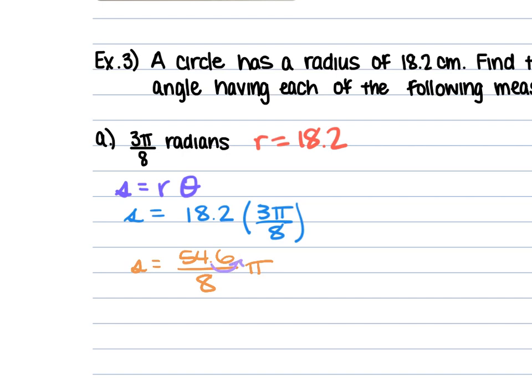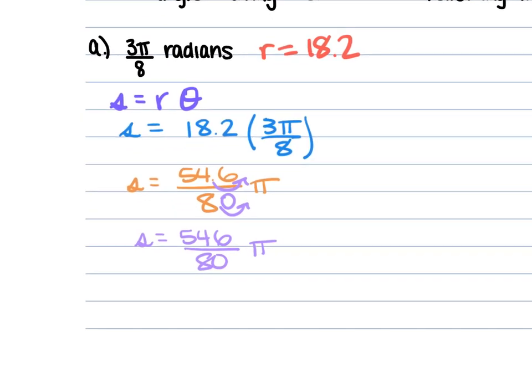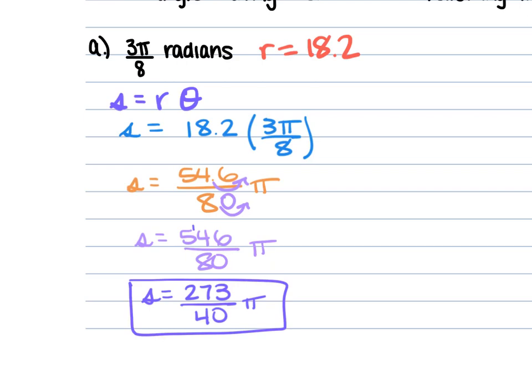So once again, I'm going to turn this into a whole number over a whole number. So I have S is equal to 546 over 80 pi. These are both divisible by 2. So I'm going to go ahead and divide both of them by 2, so that S is equal to 273 over 40 pi. This does not simplify any further, so this is our arc length.